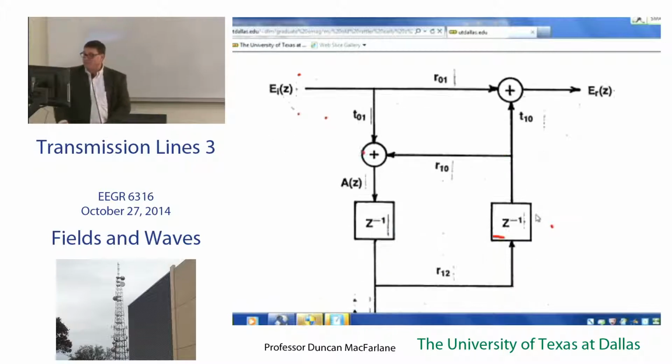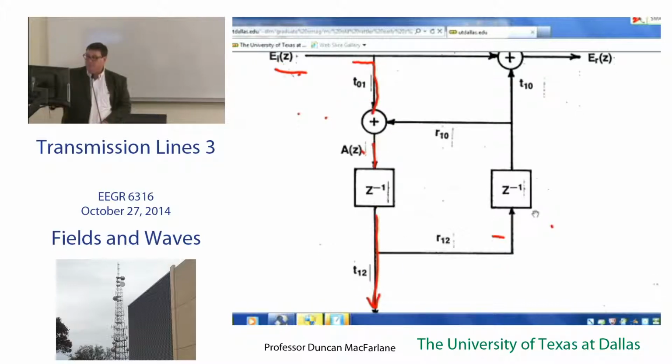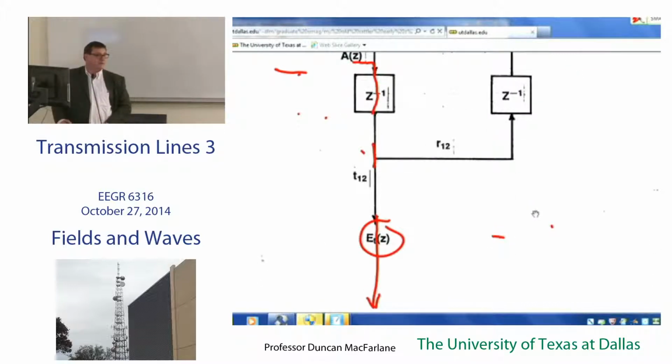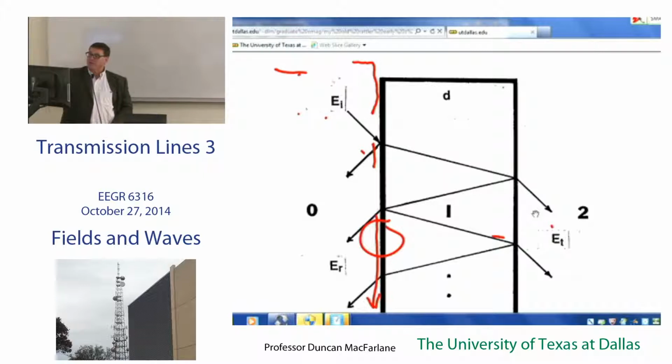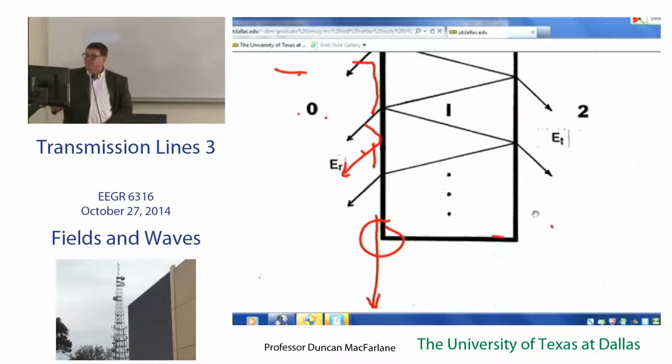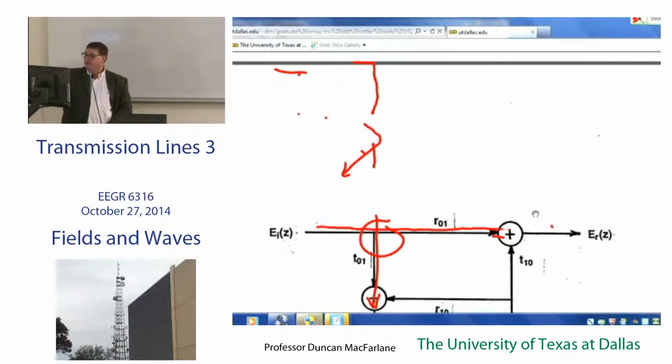Okay, so I've got an input signal here, and there's a transmission through the first mirror. There's a delay, transmission through the second mirror, and there's part of the output there. Okay. In addition, there's a reflected component, and the reflected component just sees a reflection coefficient and comes back out a different output.